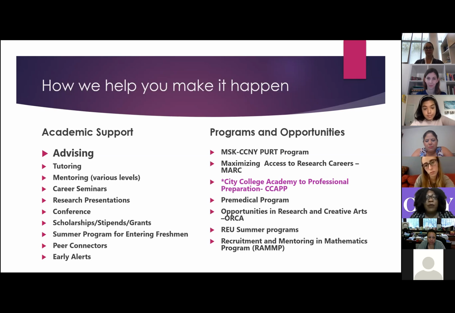An advisor may know a program that is very suitable to you, depending on your career goal. So you get so much from your advisement. They can help you with recommendations if you're applying for any program. So advising, I cannot overstate the importance of good advising. And I tell you, at City College, we do have good advising.